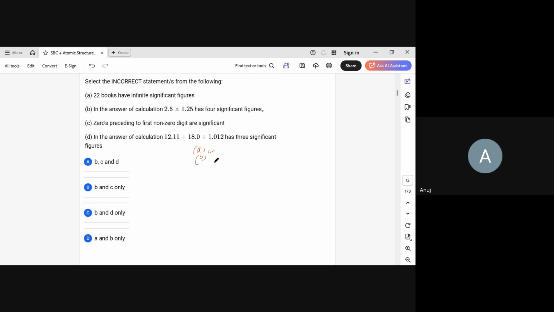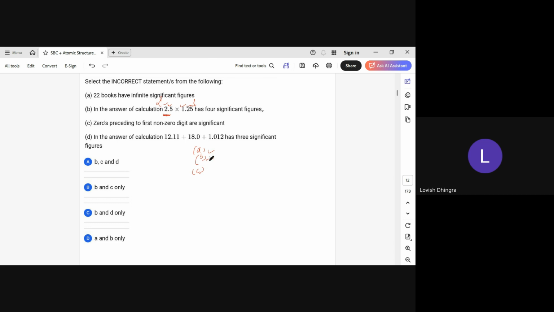So it's wrong. Yes. Because 1.25 has 3 significant figures, and 2.5 has 2. Just now I explained, when you multiply, you always see that part which has fewer significant digits, that is 2.5. So whatever answer you get after the multiplication, you will take only up to 2 significant figures. So it will not be 4. So B is wrong. What about C?